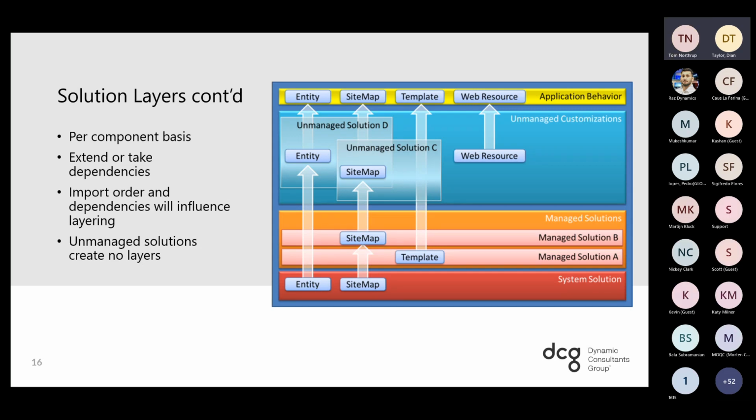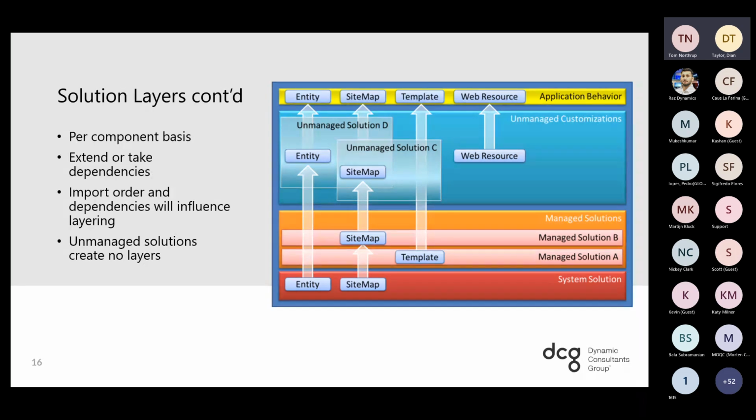Same with the sitemap. The sitemap is edited in the system solution. It's updated in solution B. And then it's updated again using an unmanaged solution in solution C. Therefore, the user will see whatever changes occurred in solution C, because that unmanaged layer is on top of everything.